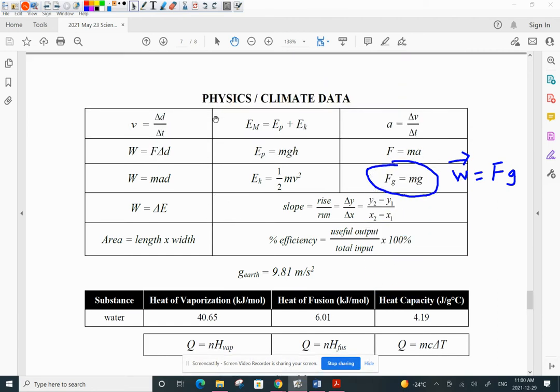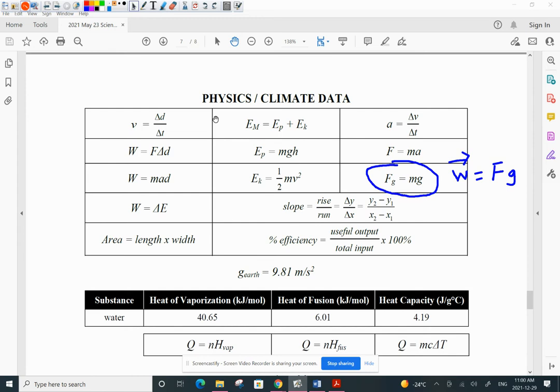Like we just saw in our notes, the weight is equal to the force of gravity. These are equivalent, they mean the same thing. Force of gravity is the weight of an object. If the acceleration due to gravity on the moon is different than that on the earth, then your weight will change.